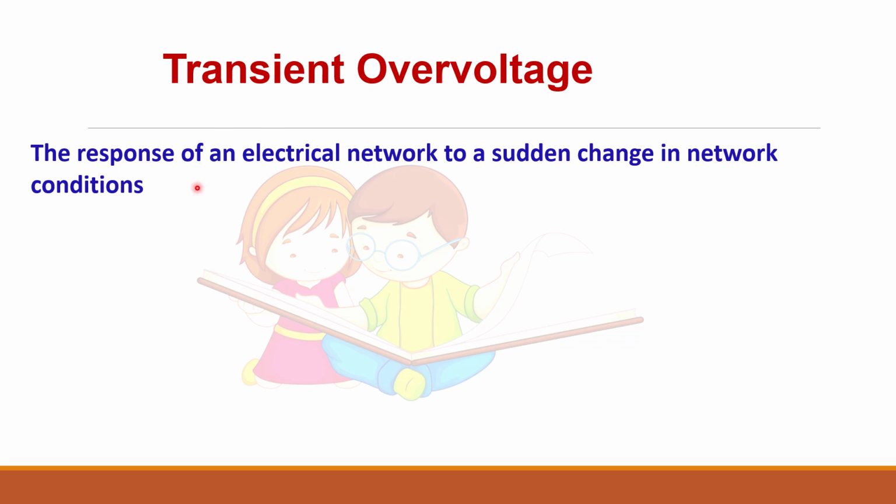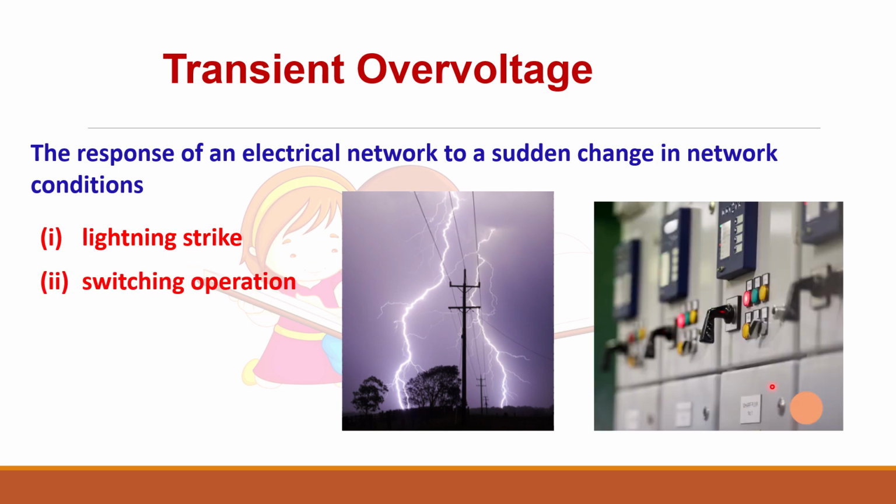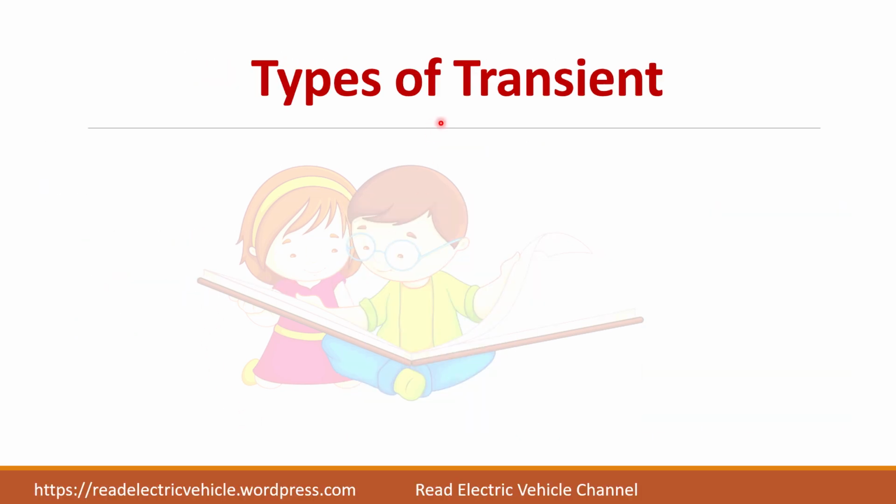In general, we can say the response of an electrical network to a sudden change in network condition, we call a transient over voltage. It can be because of a lightning strike or any switching operation, because in a power system, we normally switch on something and switch off something, or due to any fault it gets turned off automatically. So all these operations are going to create a transient over voltage, and any fault can create a transient over voltage. There are two types of transient.